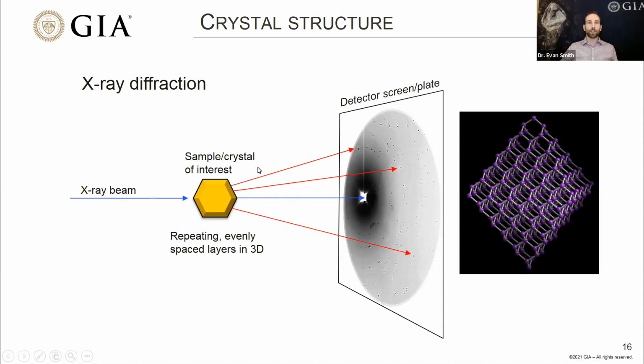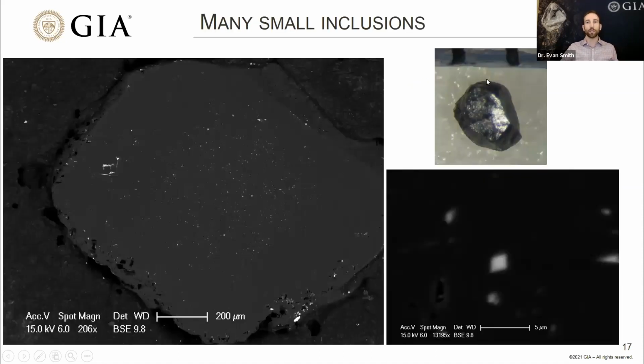So I've used this technique with this diamond here. It's a small gray diamond, about 1 millimeter across, and I've polished a cross section through it. And you can see this is in the electron microscope again. We can see all these little tiny white dots inside this diamond. And if we zoom in on them, we can see these white dots are actually tiny crystalline inclusions that are maybe 1 to 3 microns across. So they're very, very tiny. But I was able to identify these inclusions using X-ray diffraction.